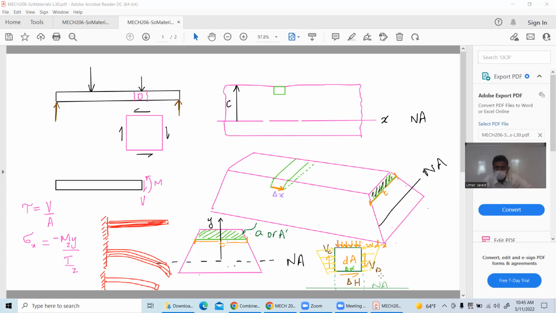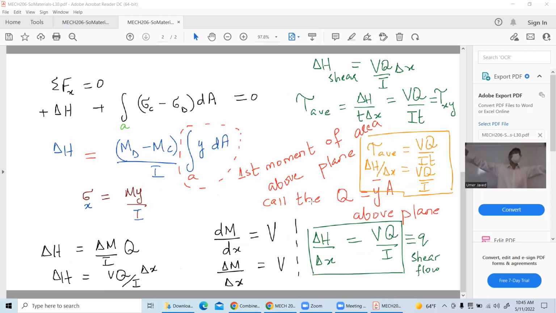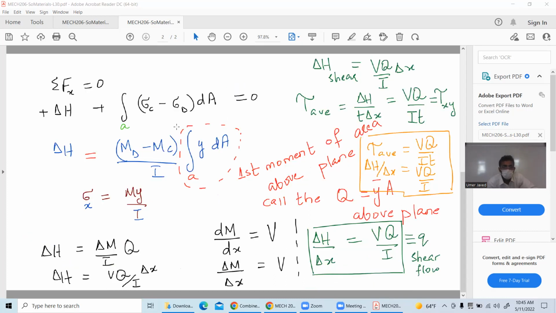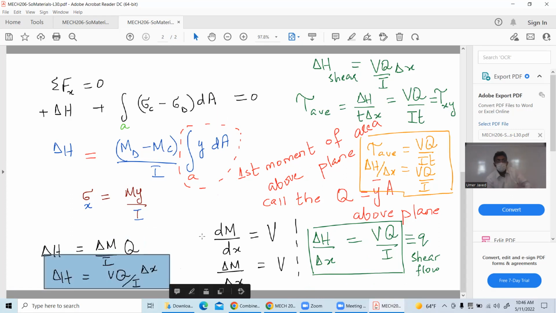So remember, I took this whole object and I said summation of forces in the x direction equal to 0. Delta H is the force that exists here. That's fine. On the left and right, I have two different forces which are bending. So I said delta H plus integral of bending forces over the whole dA equal to 0. I substituted instead of stress My over I, and I got a quick expression that goes along like delta H is equal to delta M over I times Q. And finally, I said delta H is equal to VQ over I delta X. And eventually I wrote two different expressions, these two.